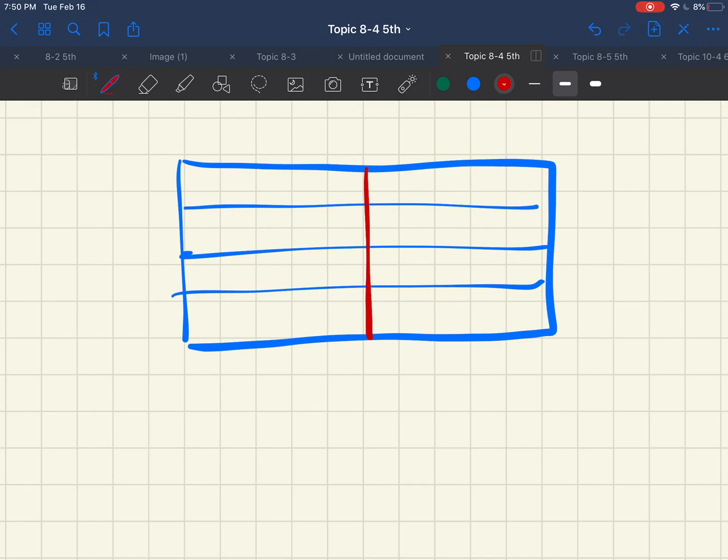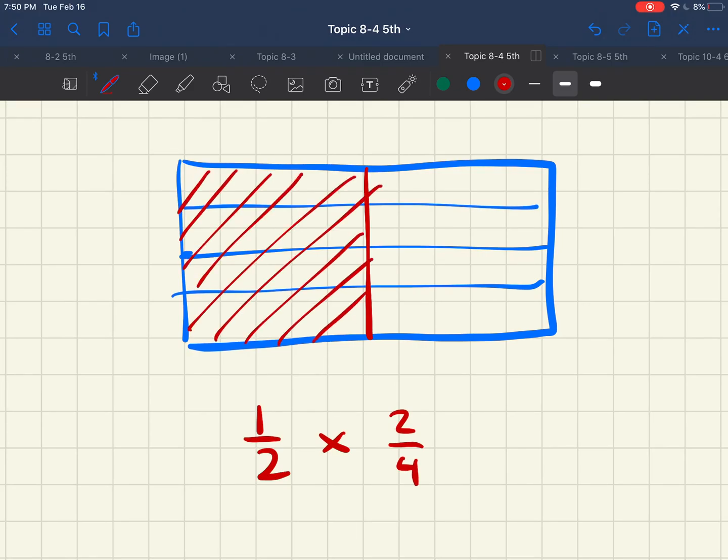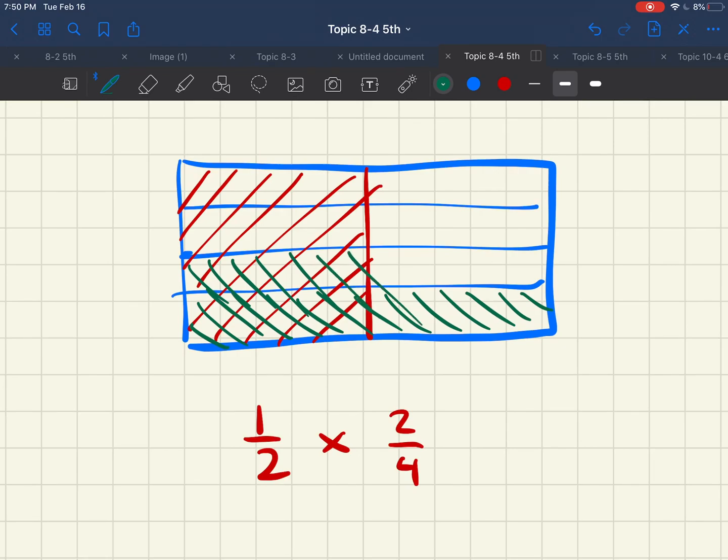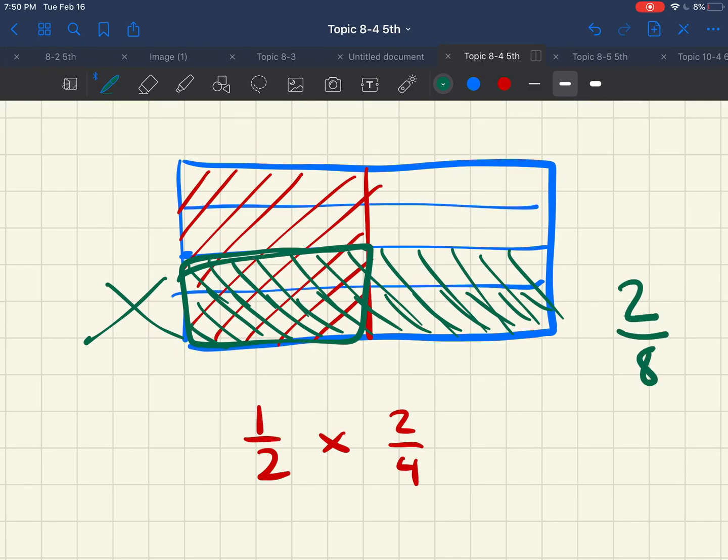So for example, let's say this was half times 2/4. Well, half would be represented with diagonals going this way, okay? And 2/4 would be represented with diagonals going this way, okay? And your answer would basically just be which one has both sets of diagonals so that they are crisscrossing. And that would be 2 out of 8.